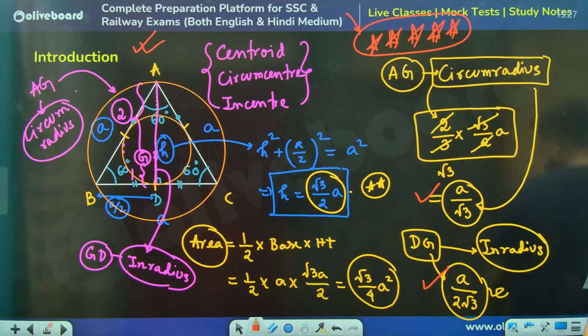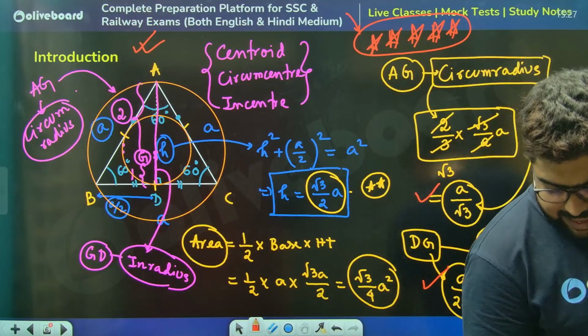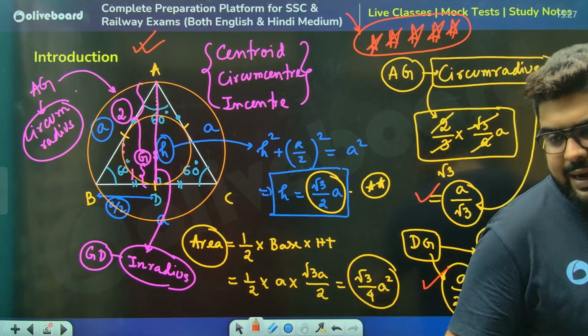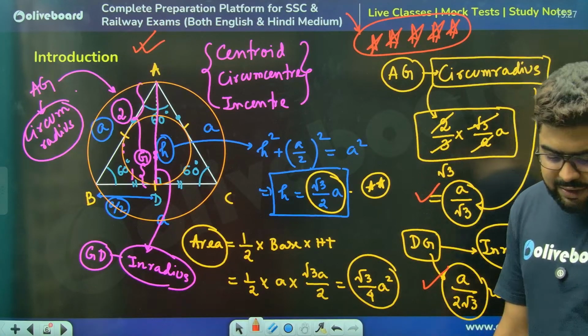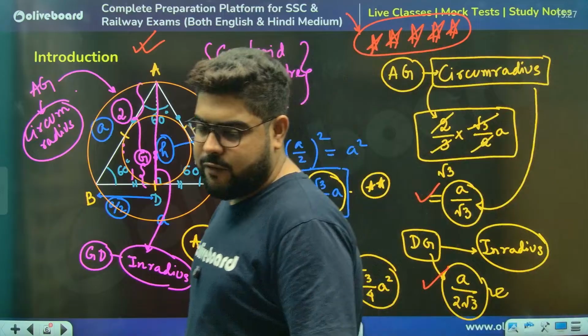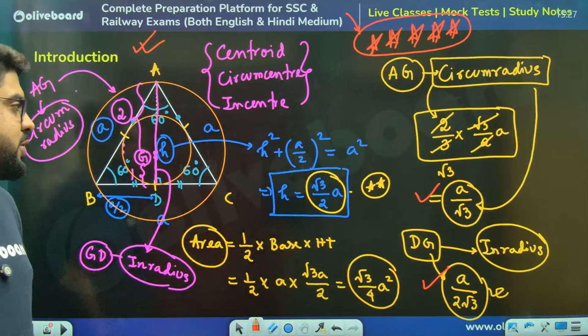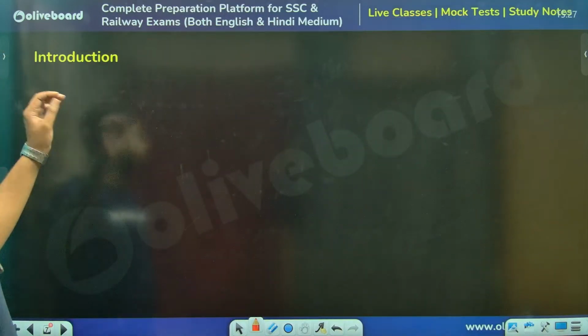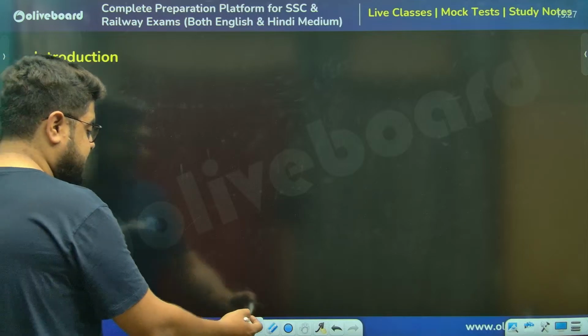Yes, clear everyone? Everybody 100% clear, sir? 100% clear this. Perfect. Chalo, sir. So this was about your equilateral triangle.